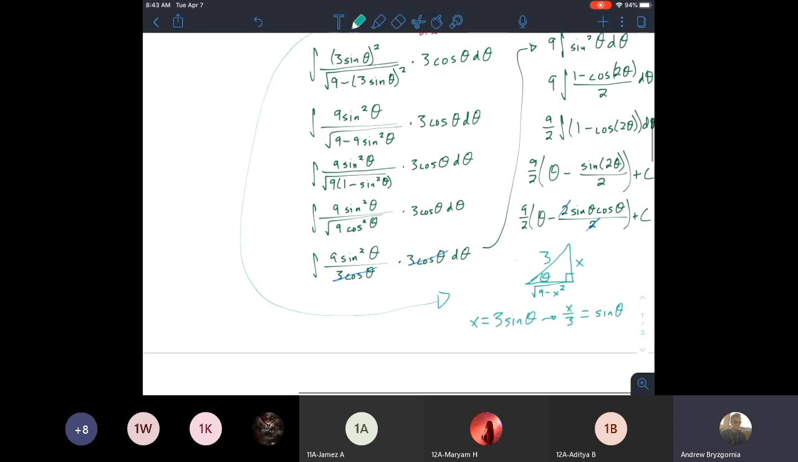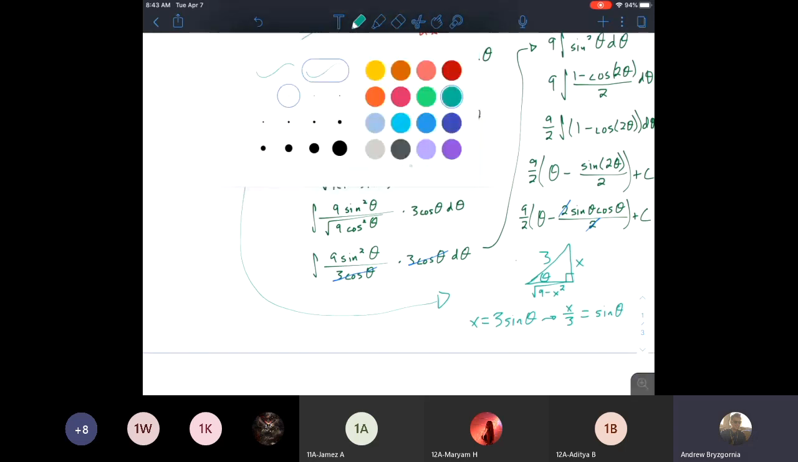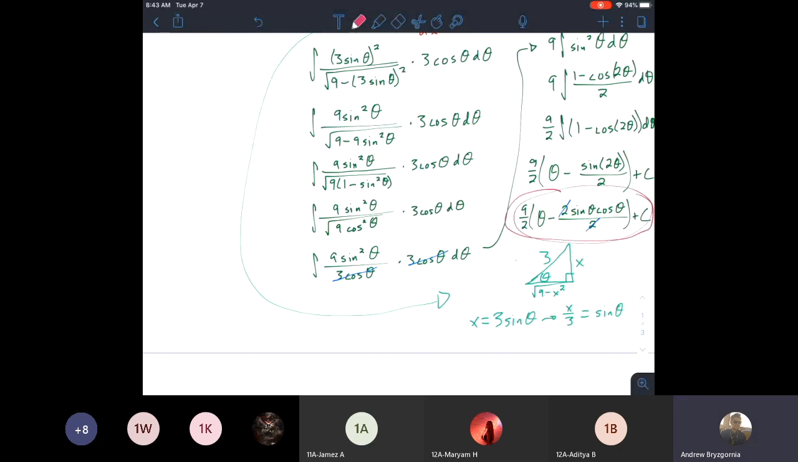Okay, so I'm looking at this right here, and I'm going to use the reference triangle to help me determine how to make my substitutions. I see that I need a sine theta. That is already done. It's going to be x over 3. I need a cosine of theta. I haven't found that yet. So cosine of theta, according to this, is adjacent over hypotenuse. So that's the square root of 9 minus x squared, over 3.